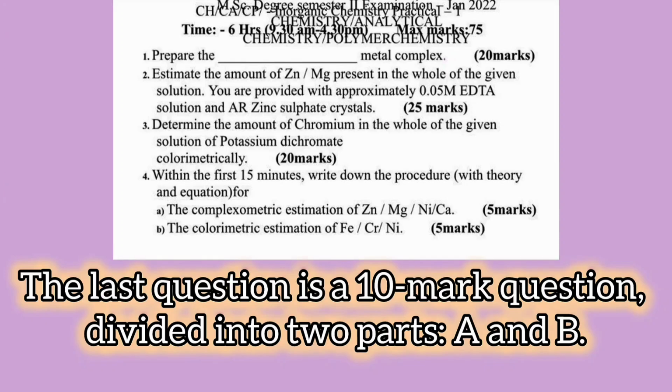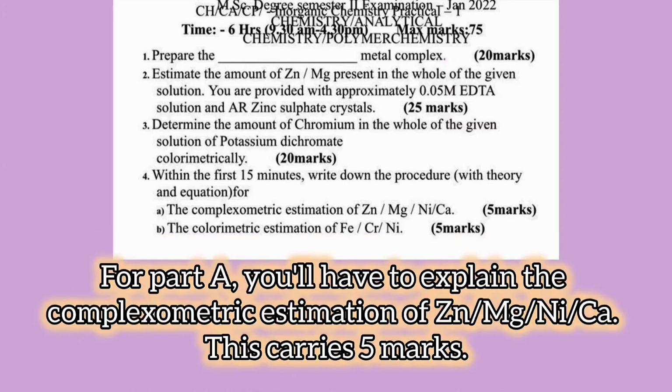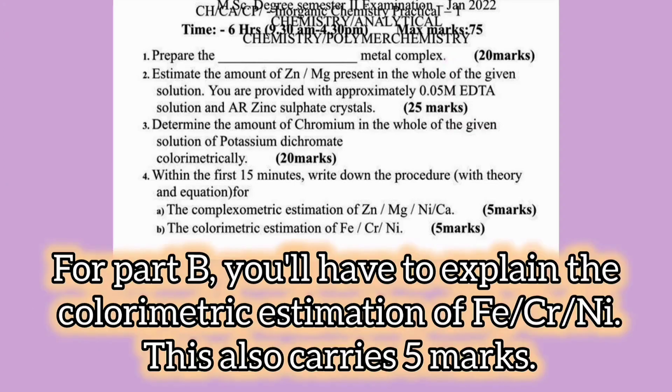The last question is a 10-mark question divided into 2 parts, A and B. You'll have to write the requirements, principle with necessary equations, and procedure of the given experiment within the first 15 minutes of the lab exam. For Part A, you'll have to explain the complexometric estimation of Zn. This carries 5 marks. For Part B, you'll have to explain the colorimetric estimation of Cr or Ni. This also carries 5 marks.